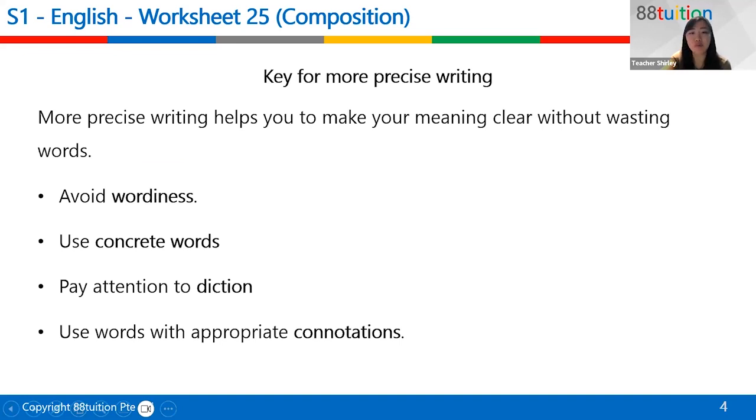Now, in terms of precise writing, we are looking at four things. Number one is to avoid wordiness, because sometimes if you are too wordy, you might have used certain redundant words. If it is redundant, don't use it. If you think you want to put in certain words, make sure it serves a purpose. Later on I'll give you some examples so that you know what I mean.